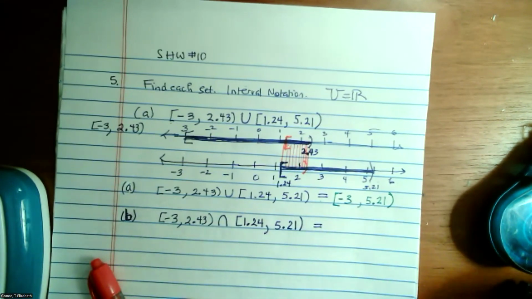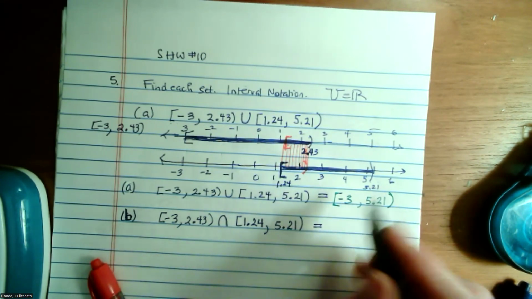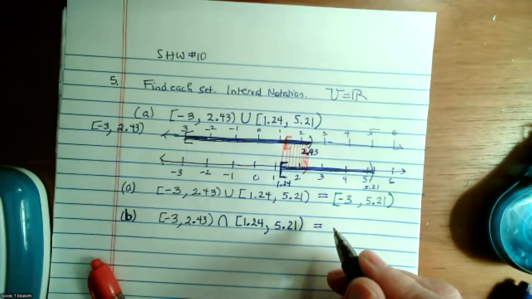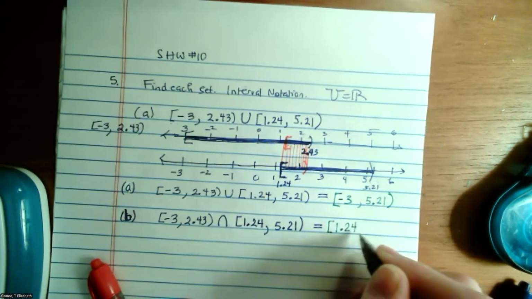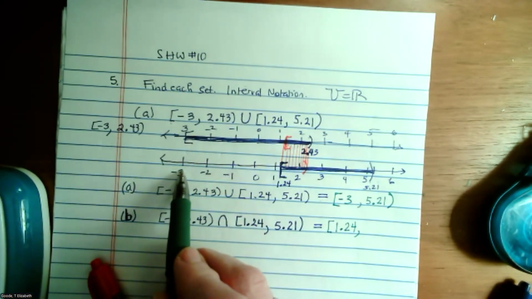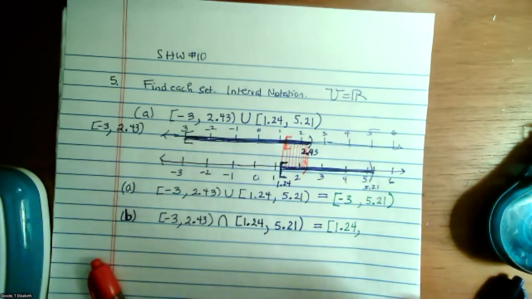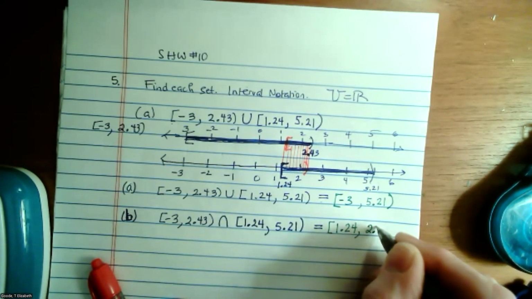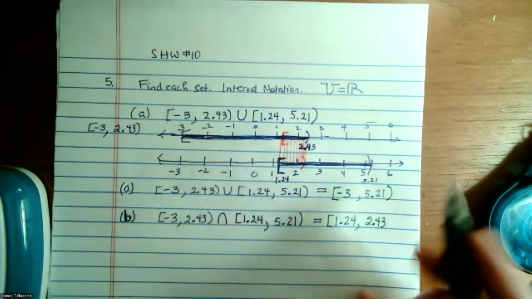So what is the left bound? 1.24. And do we include it with a square bracket? Yeah. And what is the right bound? It's 2.43. And do we include it? No, because it's not part of this top set.